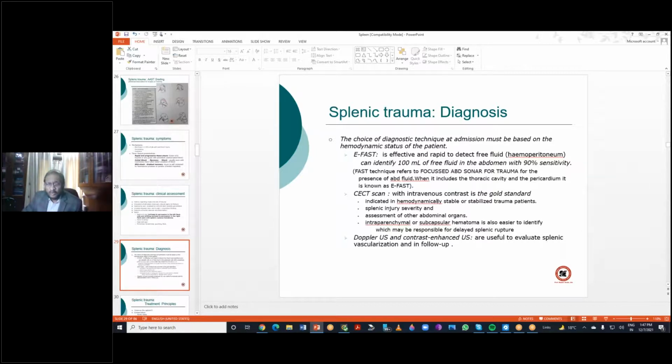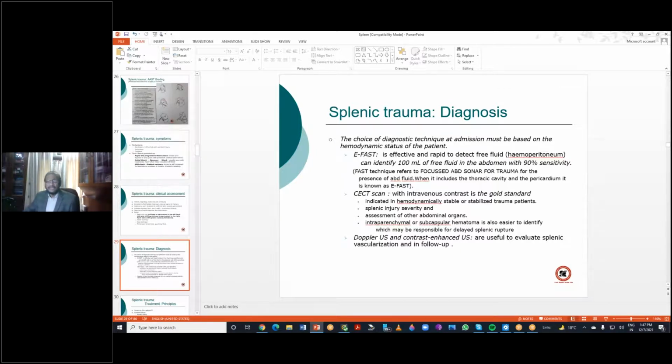So with CT scan, why is it the gold standard? Number one, it can grade your splenic injury. It will tell you it's grade 1, 2, 3, 4, 5, whatever. Assessment of other organs can be done at the same time. It tells you, look, your colon is also injured, your stomach has been injured, the diaphragm has been injured. All that information cannot be gained by E-FAST. That will be gained by CT. And it can also tell you whether the hematoma inside the spleen is subcapsular or intraparenchymal. Why? Because a subcapsular hematoma is likely to undergo rupture at a later point in time, so you have to be careful.